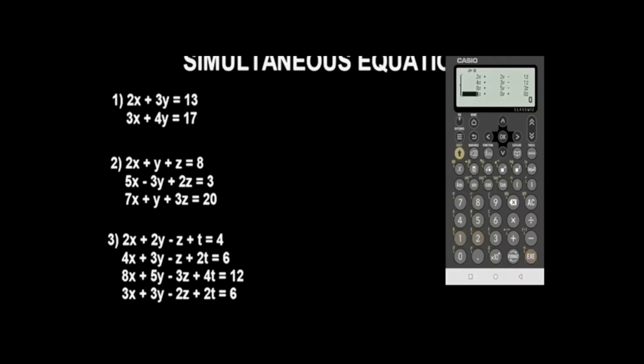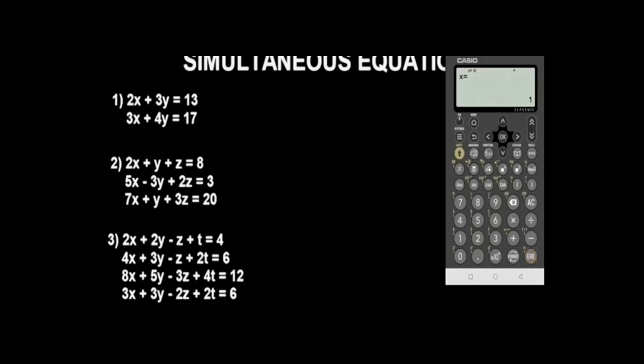Then the last equation, the coefficient of 3x is 3. That of 3y is 3. Minus 2z is minus 2. Then 2t is 2. And the constant is 6. So that's it, guys. Now let's press the equal button to get the output.